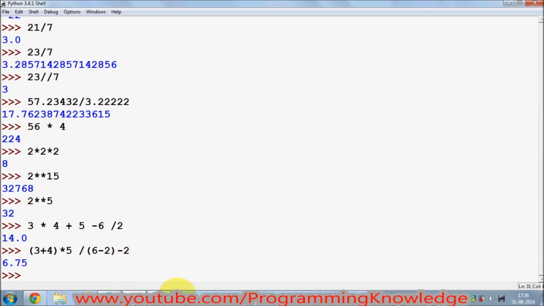So in this way you can use numbers and math in your Python programs.